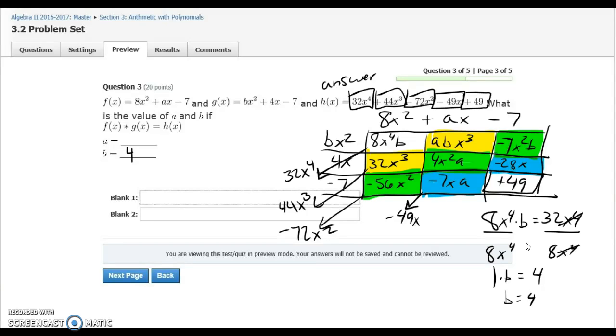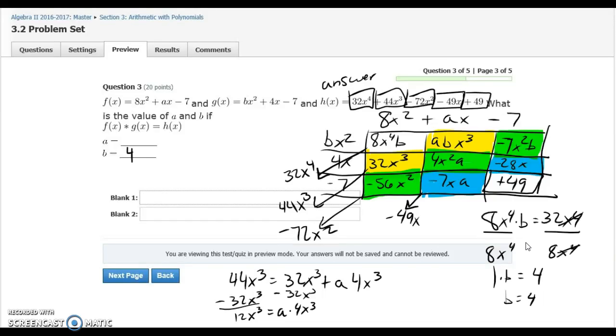Now I can either use the blue diagonal to solve for a, or I can use any of the other diagonals to solve for a. Here's an example of using the yellow diagonal to solve for a. 44x cubed is equal to 32x cubed plus a, which we don't know, times b, which is 4x cubed. So I can use inverse operations, the subtraction property of equality, to subtract 32x cubed. 44 minus 32 is 12x cubed, and that equals a times 4x cubed.